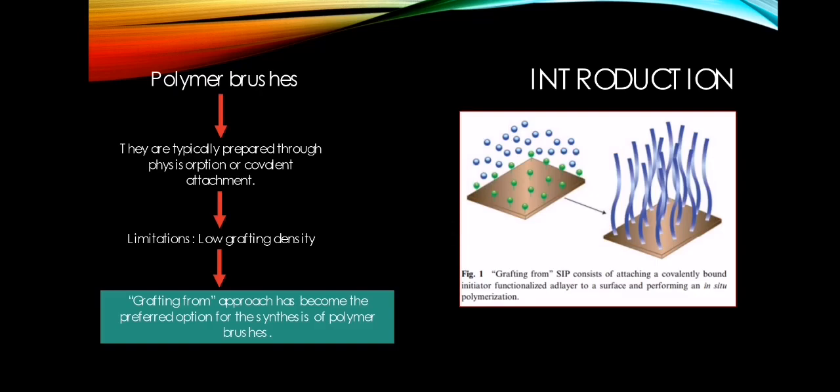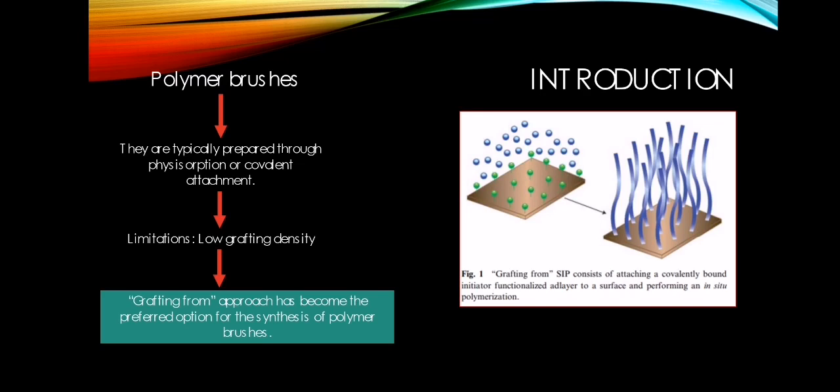Research interest in surface-confined polymers has led to many novel approaches to their synthesis, characterization, and application. These surface-confined macromolecular architectures are referred to as polymer brushes. Attachment of the chains by one end in close proximity forces the chains to stretch out into an extended conformation to minimize segment interactions. Polymer brushes are typically prepared through physisorption or covalent attachment.